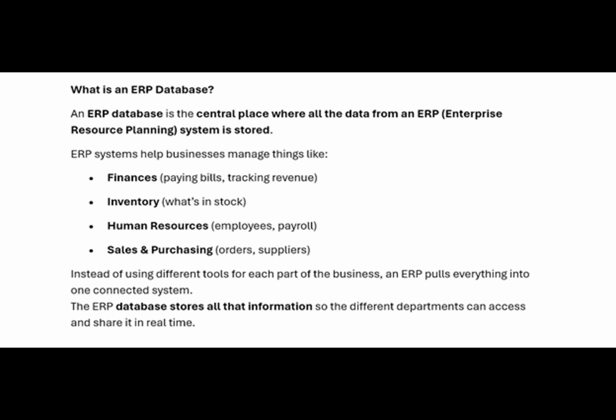These systems help businesses manage key operations like finance, inventory, human resources, sales, and purchasing. Rather than using separate tools for each department, an ERP system brings everything together into a single connected platform. The ERP database stores all that information so teams across the business can access, share, and update data in real time. In this series, we will be working with sample data from PeopleSoft.